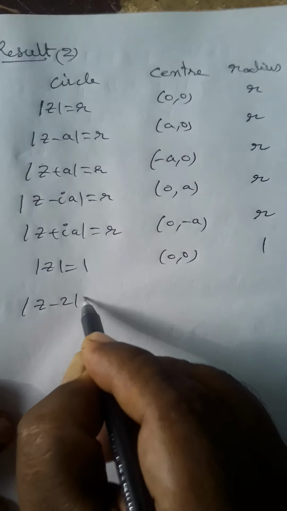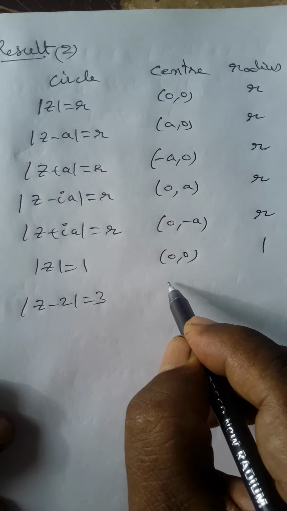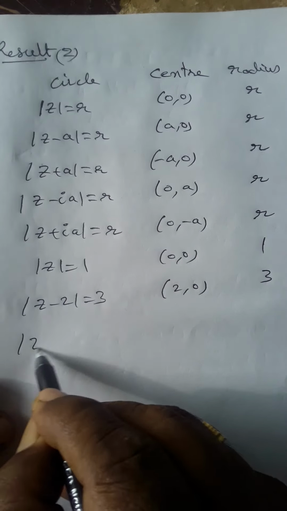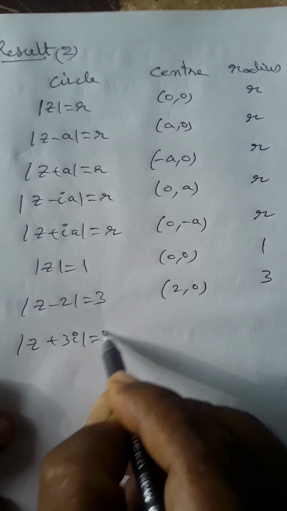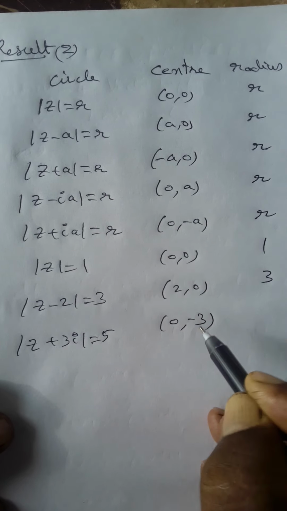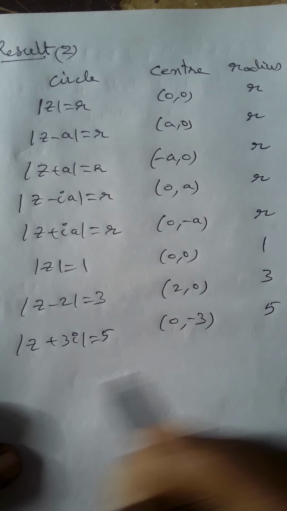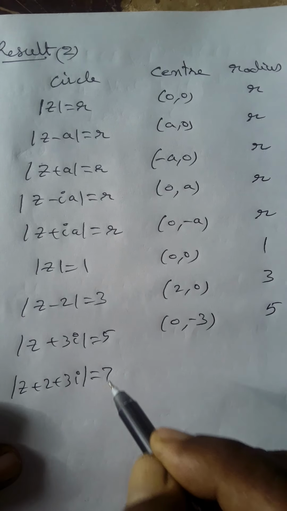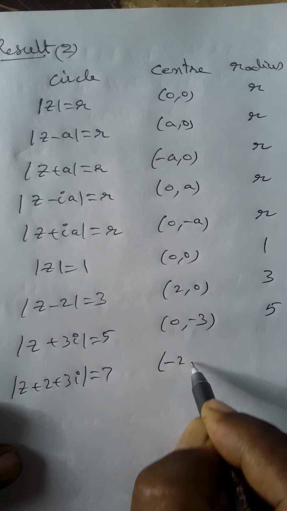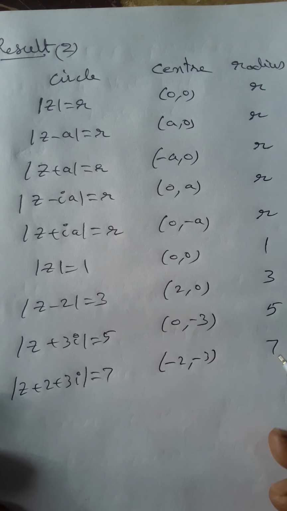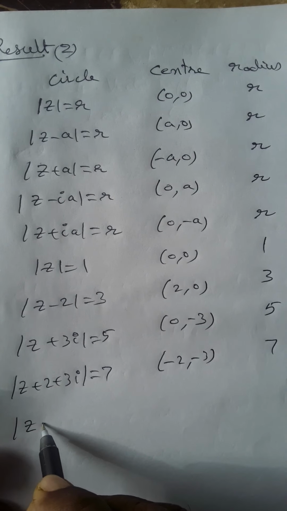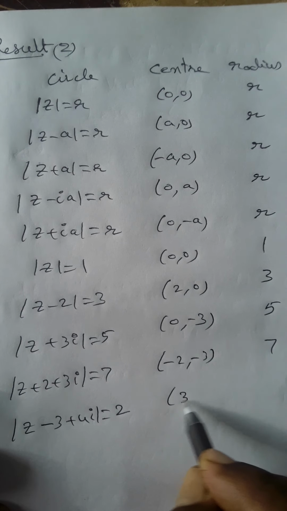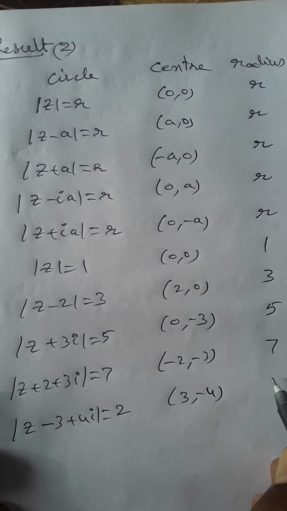Mod z is equal to 1: center 0, 0, radius 1. Mod z minus 2 is equal to 3: center 2, 0, radius 3. Mod z plus 3i is equal to 5: center 0, minus 3, radius 5. Mod z plus 2 plus 3i is equal to 7: center minus 2, minus 3, radius 7. Mod z minus 3 plus 4i is equal to 2: center 3, minus 4, radius 2.